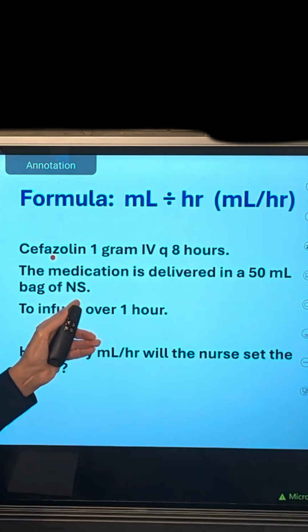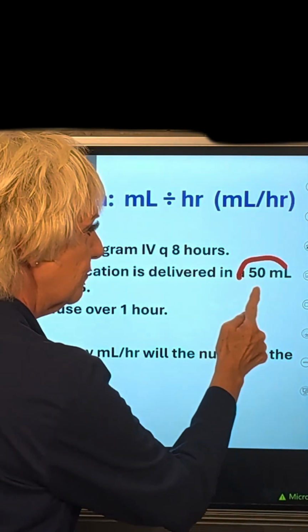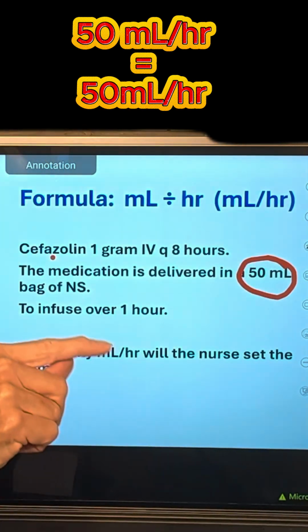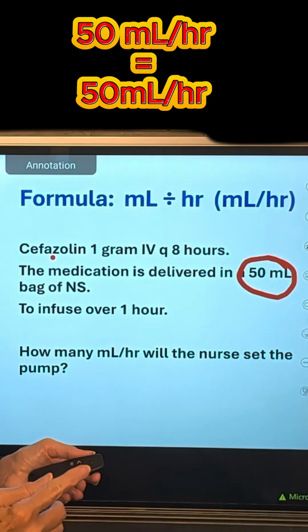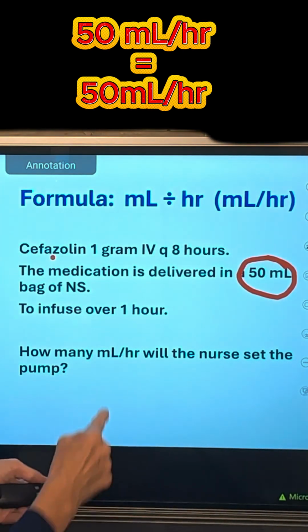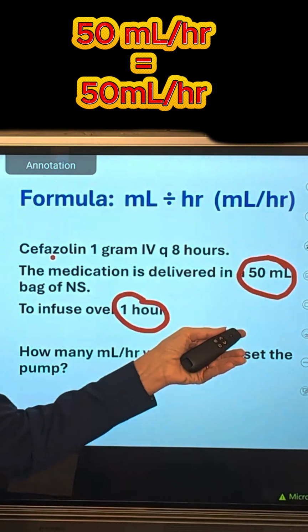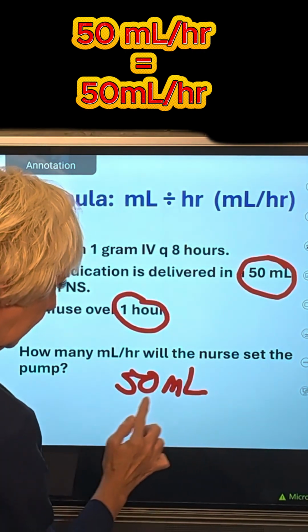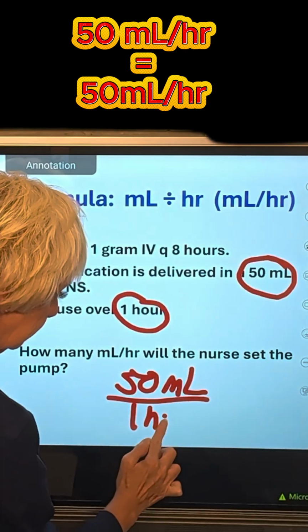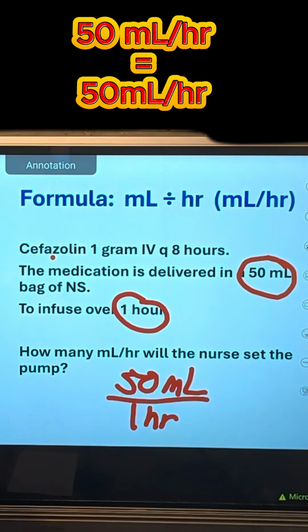Now, when you walk in with it, the medicine is in a 50 milliliter bag of liquid called normal saline. I need to know that liquid because the medicine's in the liquid, and the liquid's going to drip in, and it's going to infuse over 1 hour. How many milliliters an hour? Well, there's your 2 numbers. I've got 50 milliliters, and I've got 1 hour. And the answer is 50 milliliters an hour, 50 divided by 1.